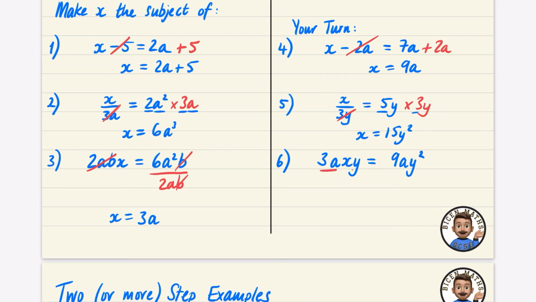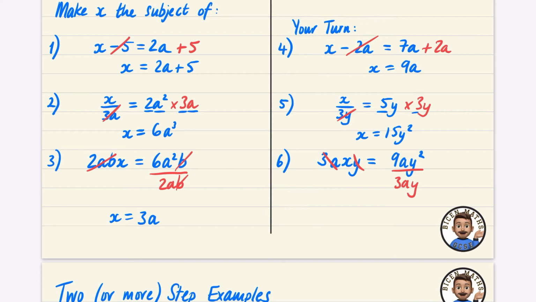Now this one's a bit harder because next to the Y we have a 3A, next to the X we have a 3A and a Y, and we want to get rid of those all at once. So the way I'll get rid of the 3A and the Y is I will divide by 3AY. Remember, this 3AXY that we've got here is the same as 3AYX, so I could just divide by that 3AY that we have there.